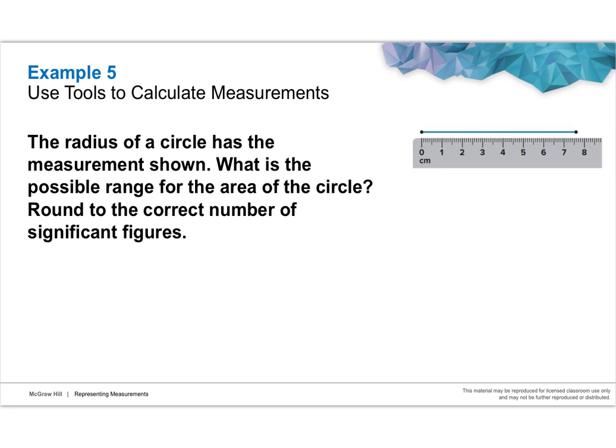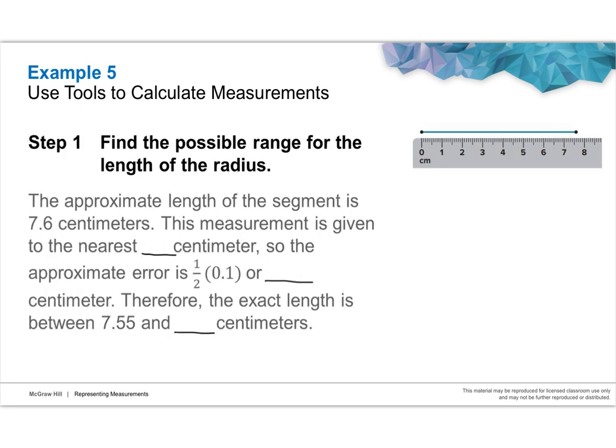Finally, we're going to use some tools to calculate measurements. In this particular example, we have the radius of a circle with the measurement shown. If we look at that measurement, we're going to say that that is 7, and then each of the units that the centimeter is broken down to is millimeters. So we would say 7.6 centimeters. And like we said, this is to the nearest tenth of a centimeter or millimeter. So the approximate error is half of that, 0.1, or 0.05.